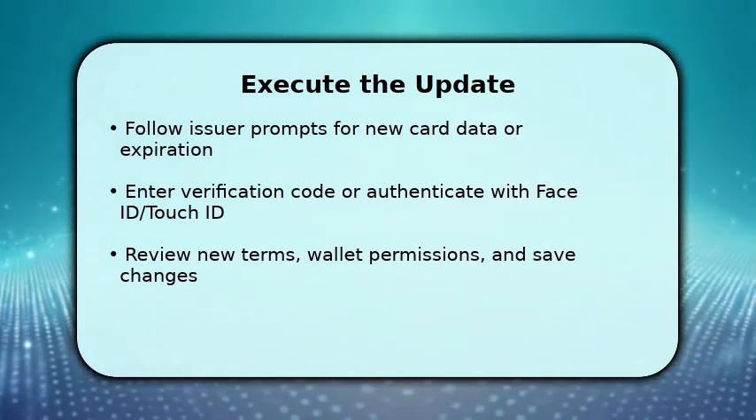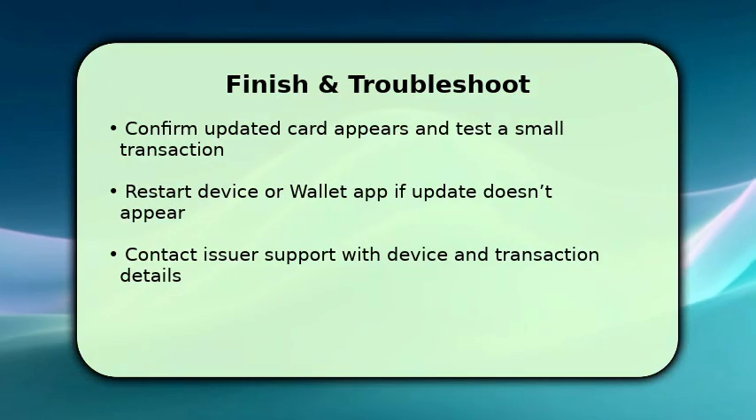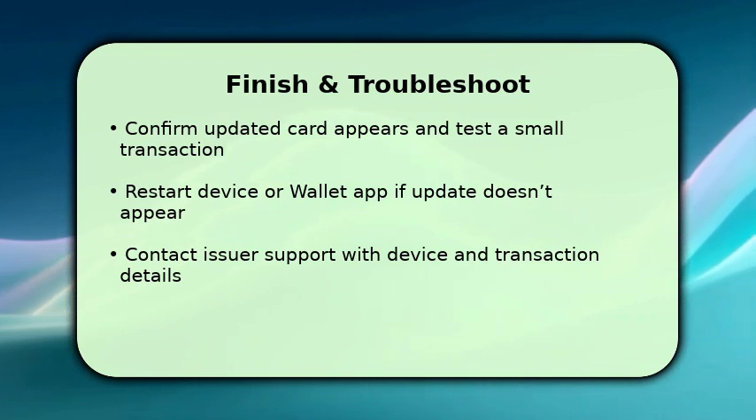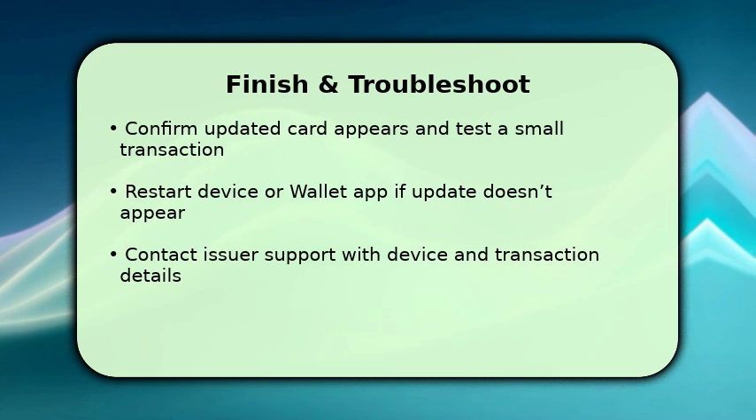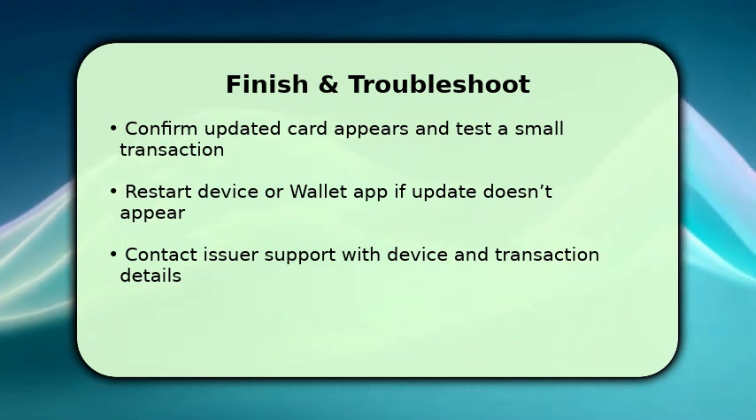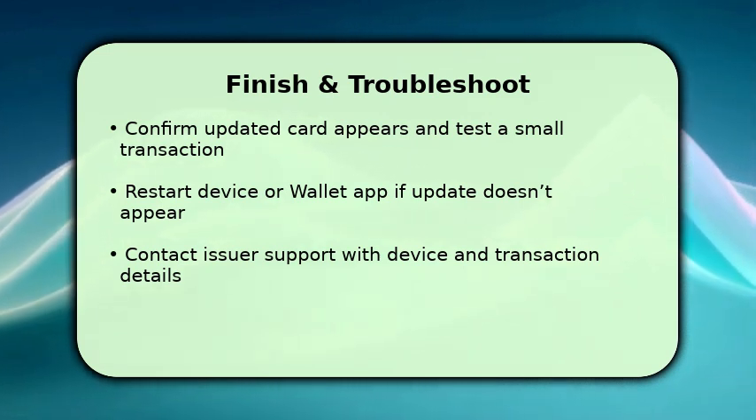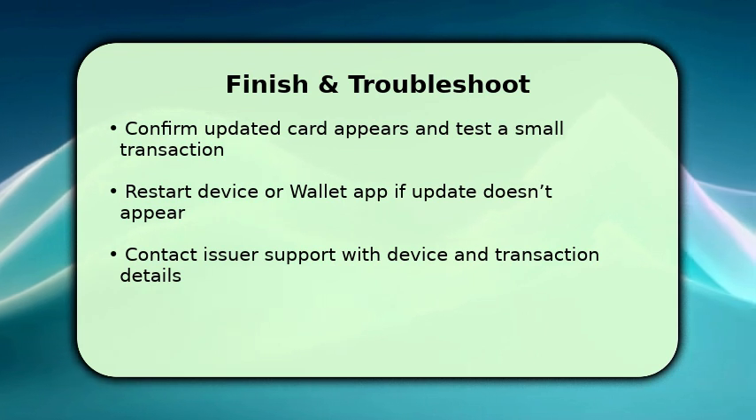Once the update finishes, verify the card image, expiration, and last 4 digits in Wallet. You can test with a small contactless purchase or an in-app transaction to ensure it's active. If the card doesn't show updates, quit and reopen Wallet or restart your iPhone. Make sure cellular or Wi-Fi is active.